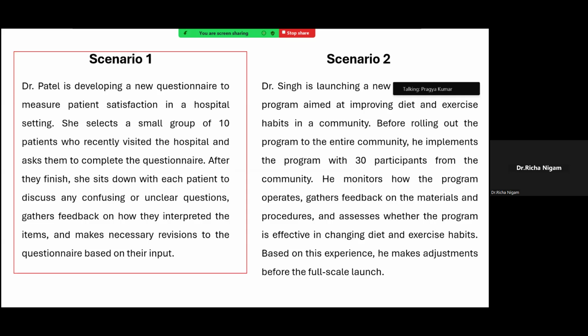Scenario 1. Dr. Patel is developing a new questionnaire to measure patient satisfaction in a hospital setting. She selects a small group of 10 patients who recently visited the hospital and asks them to complete the questionnaire. After they finish, she sits down with each patient to discuss any confusing or unclear questions, gather feedback on how they interpreted the items, and makes necessary revisions to the questionnaire based on their input.